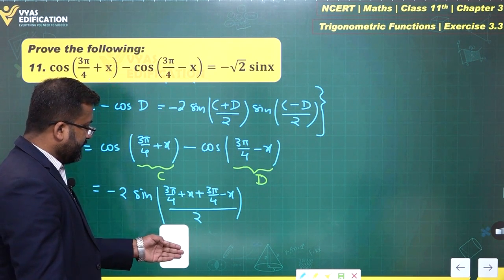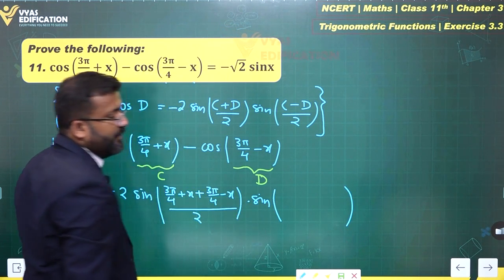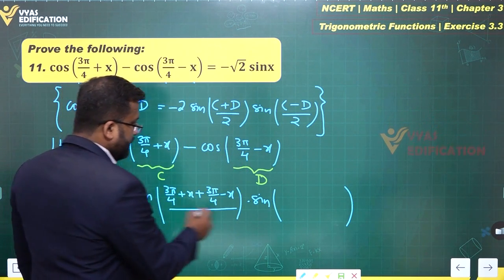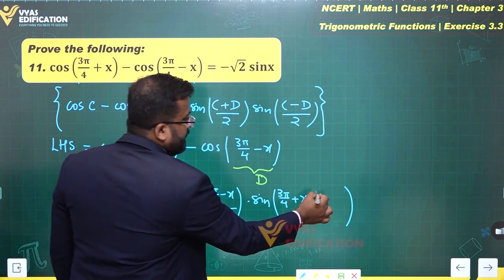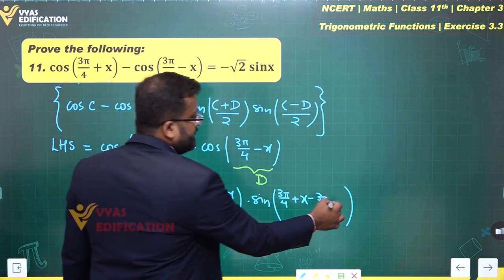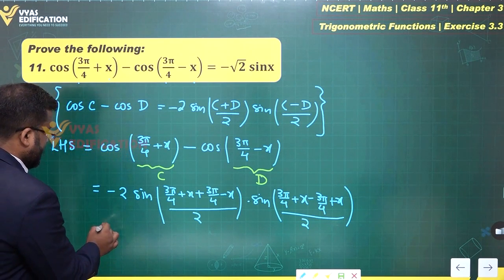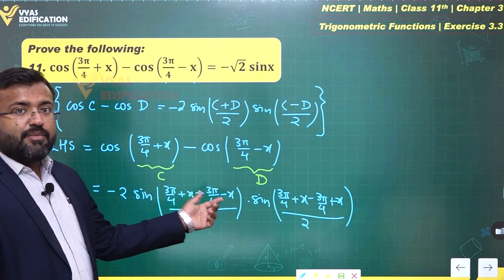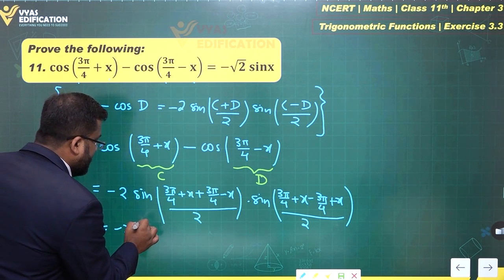What else? Next you have sine of C minus D by 2. Now what is C minus D? C minus D is this angle minus this angle. So this will be 3 pi by 4 plus x minus 3 pi by 4, and you'll have minus of minus x, which will become plus x, whole divided by 2. This is what it simplifies to. What else? This minus 2 remains as it is. The x gets cancelled. This is 3 pi by 4 plus 3 pi by 4, which will add up to 3 pi by 2, divided by another 2 would be 3 pi by 4.